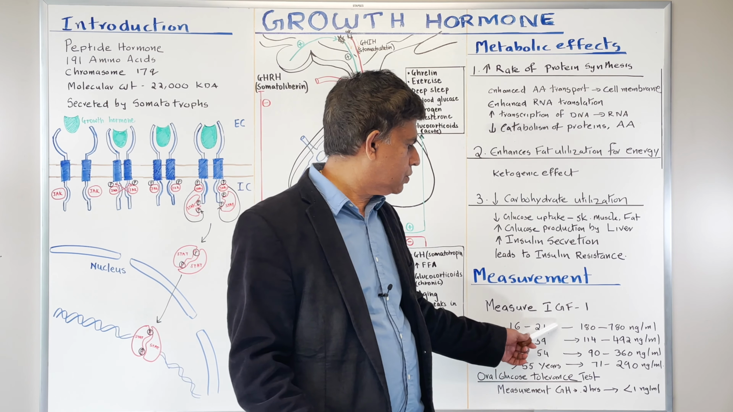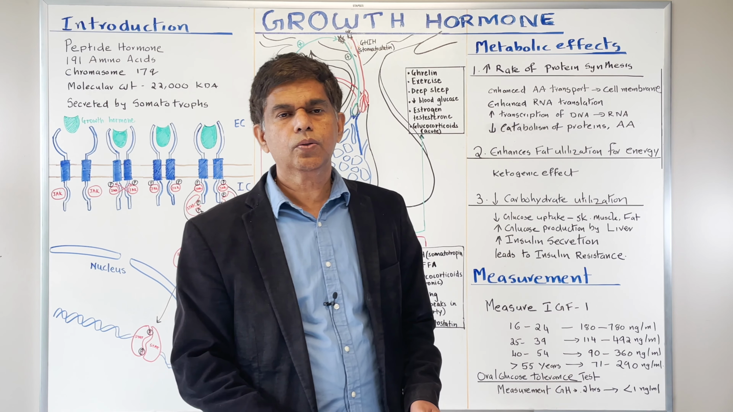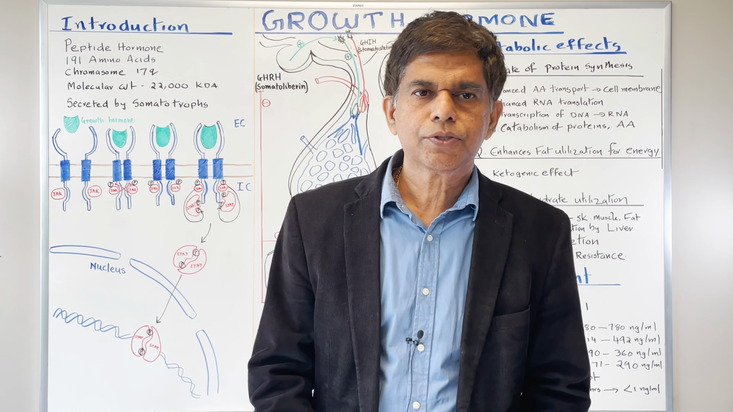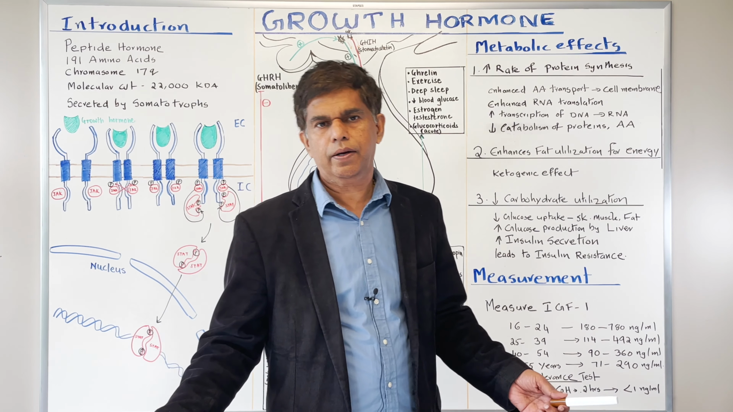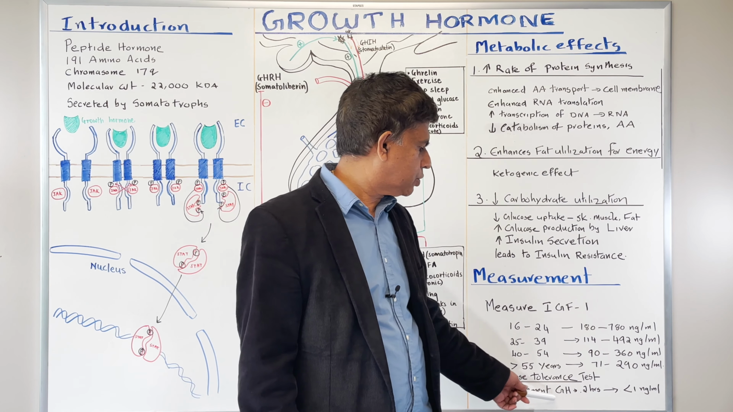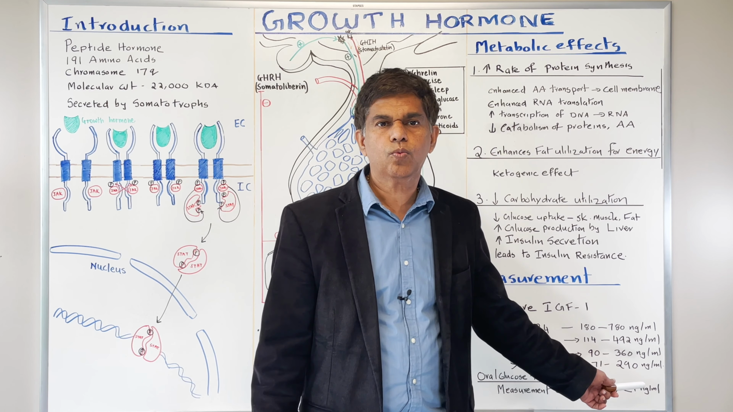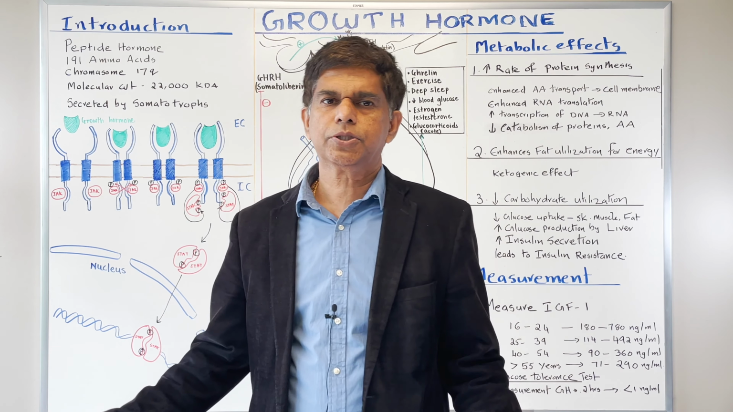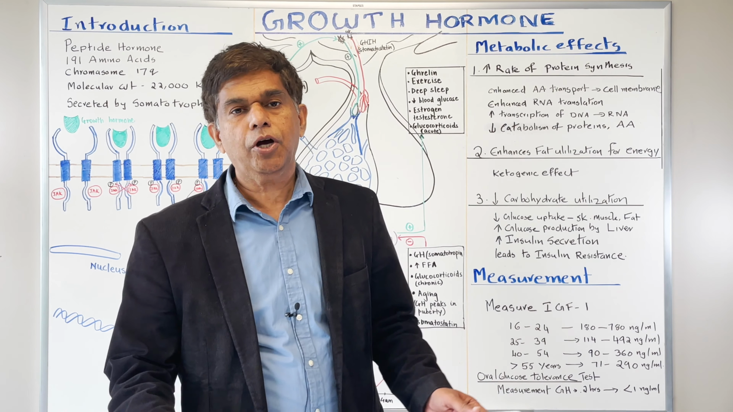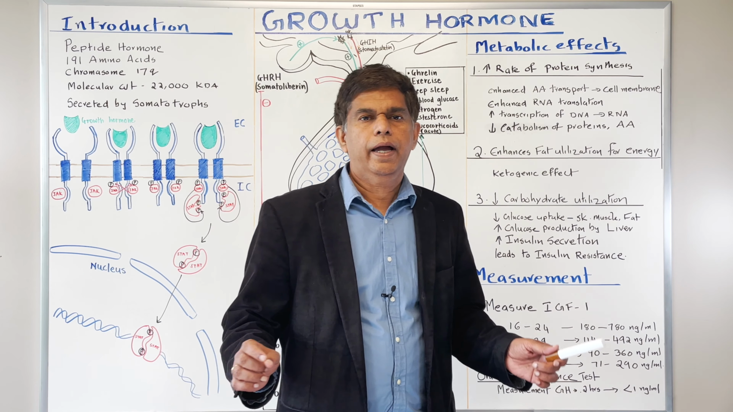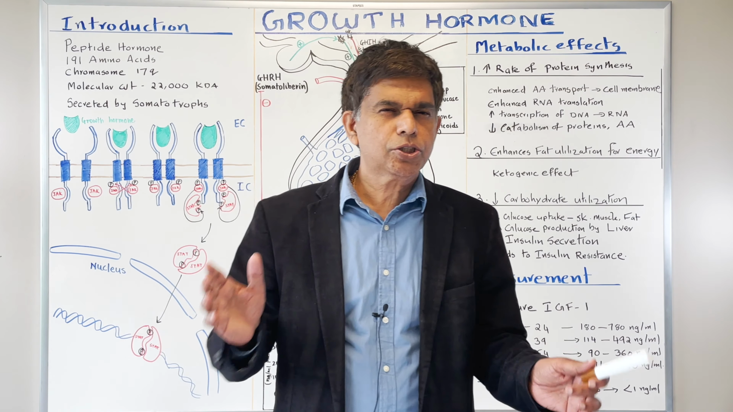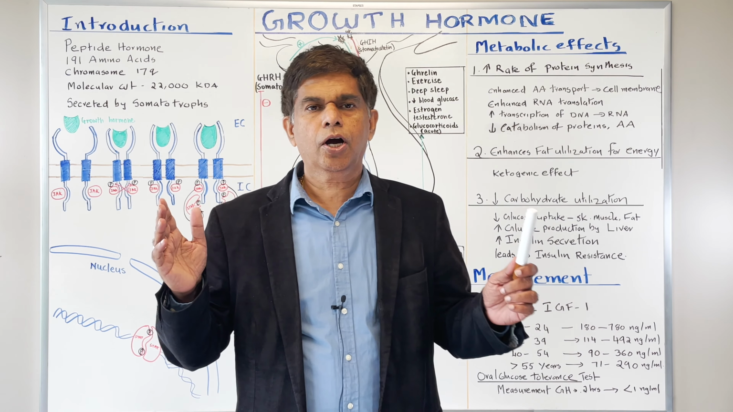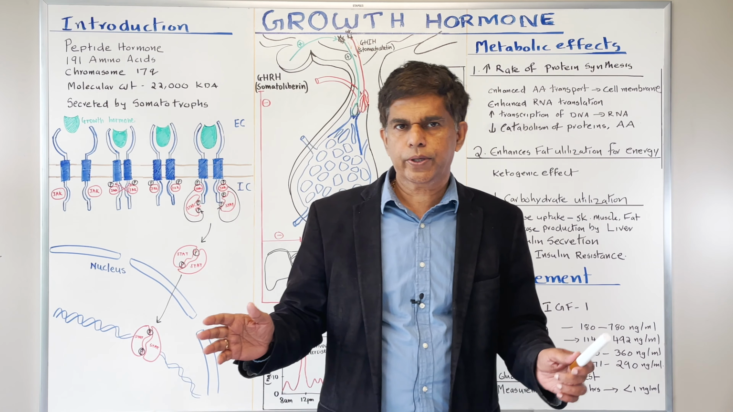Now, after this, the next test you can do is the glucose tolerance test. You give 75 grams of glucose, wait 2 hours, and then you measure the growth hormone. It should be less than 1 nanogram per ml in a normal situation. Tomorrow we will talk about acromegaly and all the abnormalities. Today we're just talking about the normal physiology of growth hormone. Very, very important to know, okay?